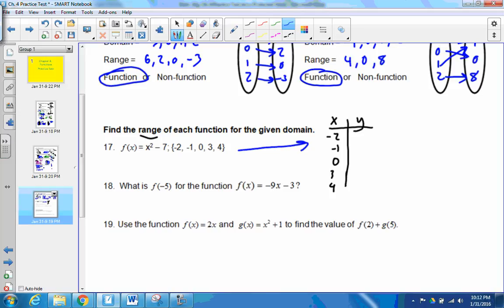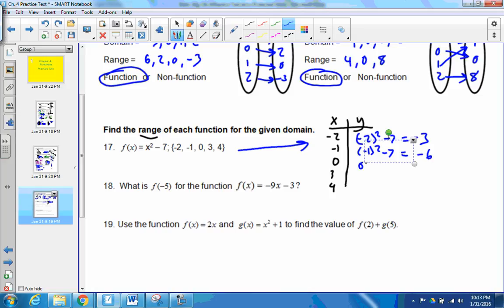We're going to do -2 squared minus 7. -2 times -2 is 4, and 4 minus 7 is -3. Let's do -1 squared minus 7. -1 times -1 is 1, and that's going to be -6.